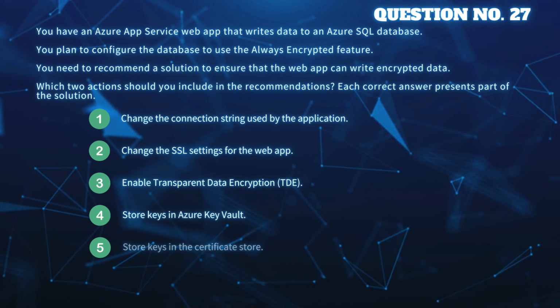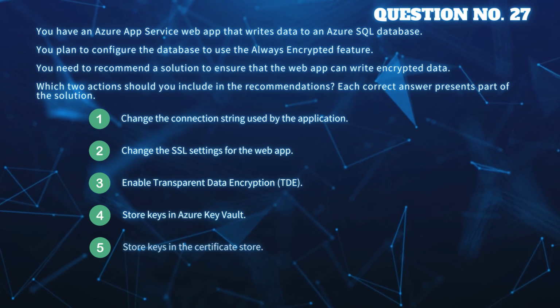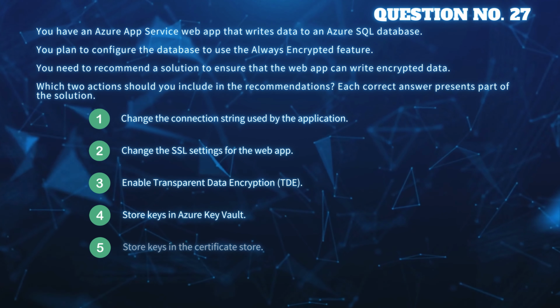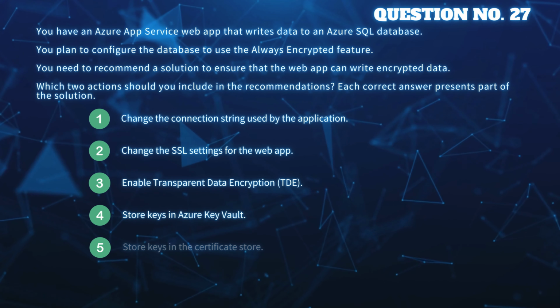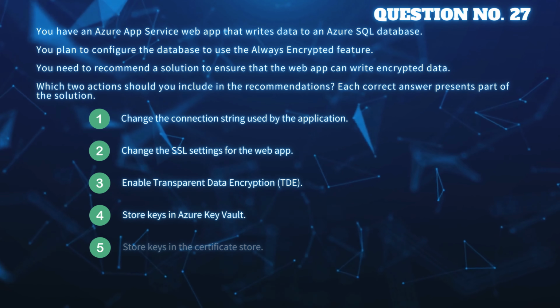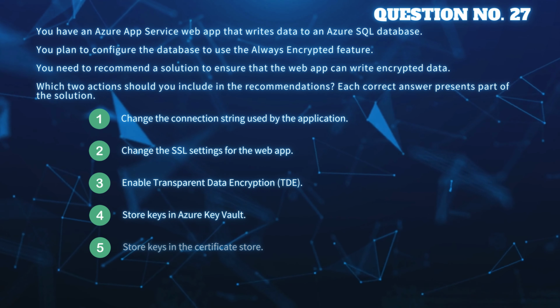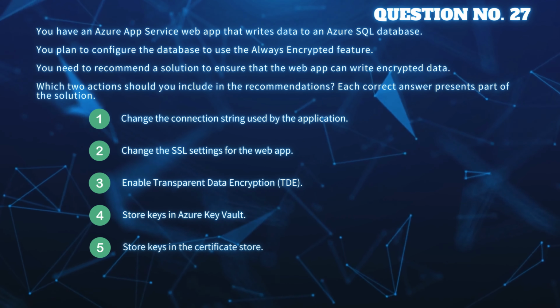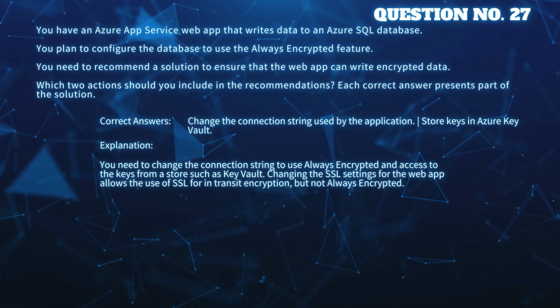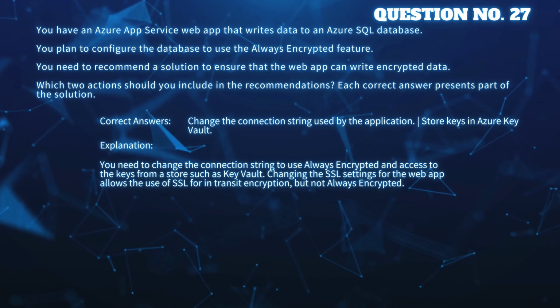Option 1, change the connection string used by the application. Option 2, change the SSL settings for the web app. Option 3, enable transparent data encryption, TDE. Option 4, store keys in Azure Key Vault. Option 5, store keys in the certificate store. Correct answer, change the connection string used by the application.